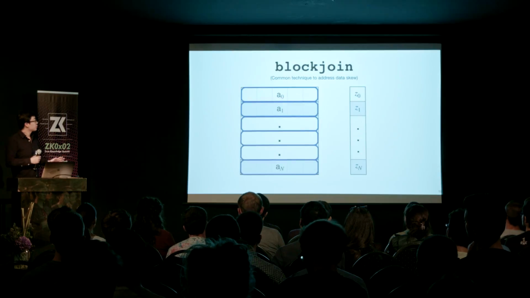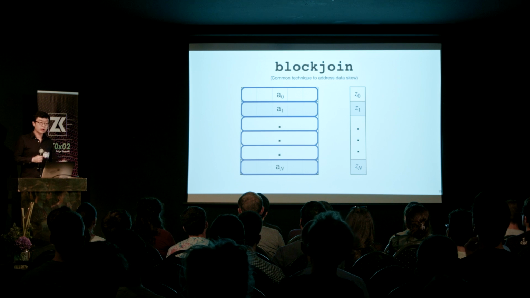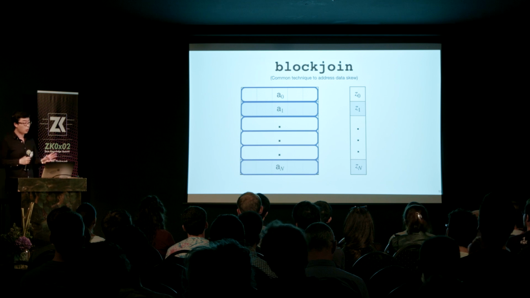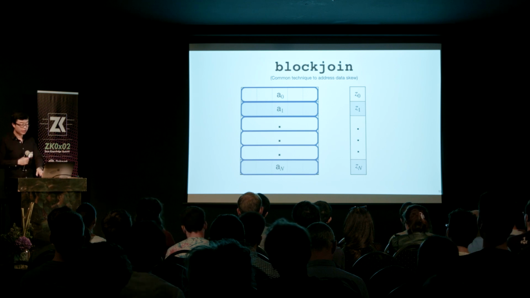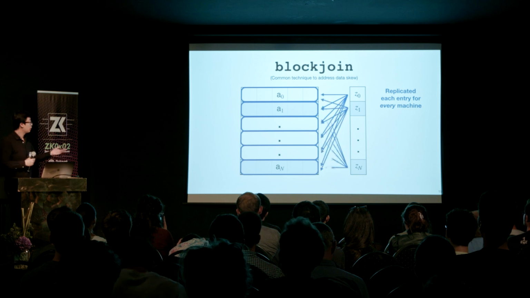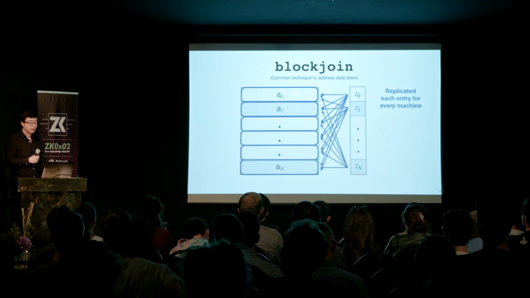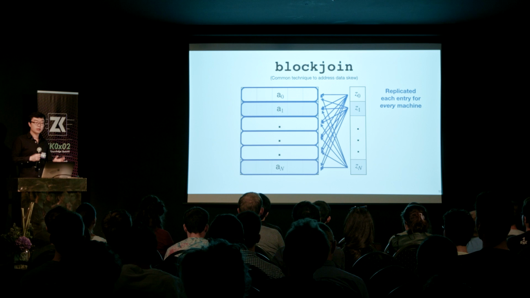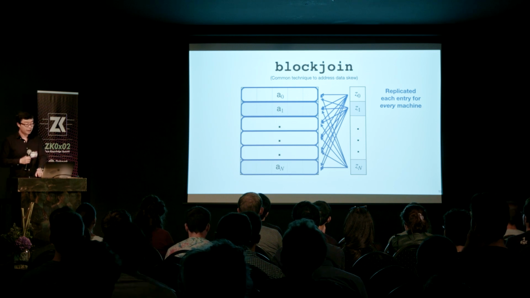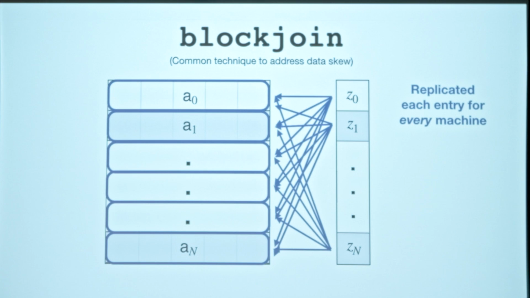So the first one that we looked at was block join. And block join is one of the common techniques to address data skew. What it does is it will replicate each entry in one distributed data set across every machine. So the hope is that when you join with the other distributed data set, the partitions will be more or less evenly spread across the machines. And what we end up with is a join table that looks like this.